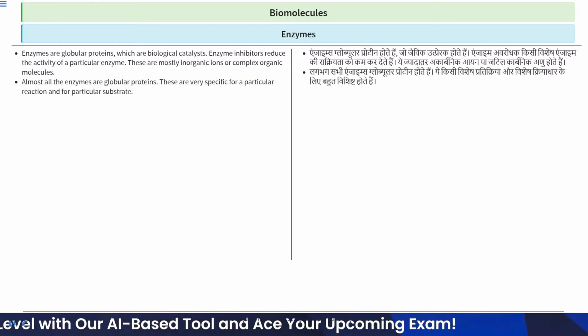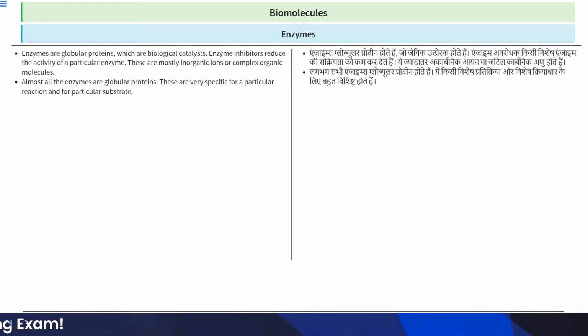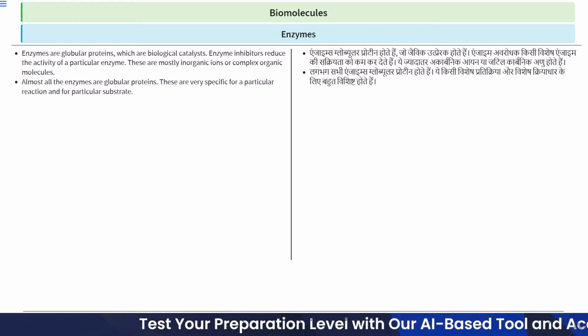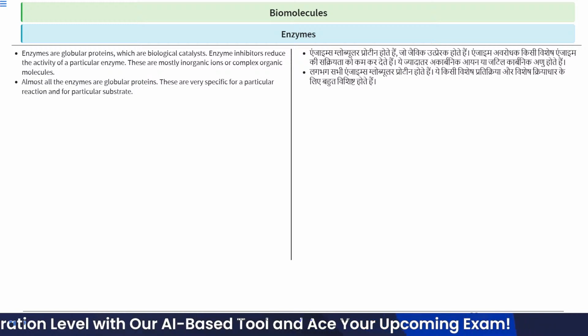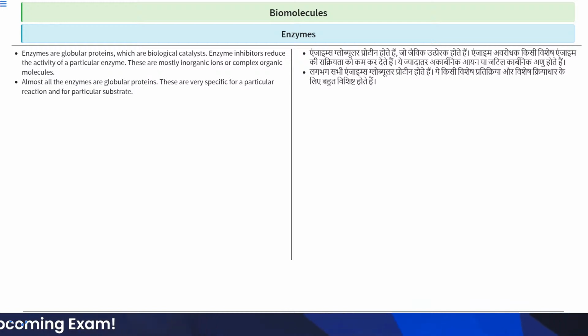Almost all the enzymes are globular proteins. These are very specific for a particular reaction and for a particular substrate. So enzymes are very specific for the work that has been assigned to them. What will be their role? What is the particular reaction they have to enter, or the particular substrate to which they have to attach? Almost all the enzymes are very specific for that.